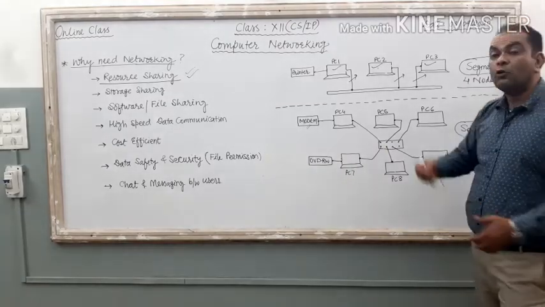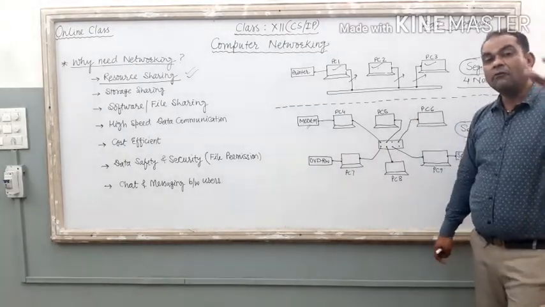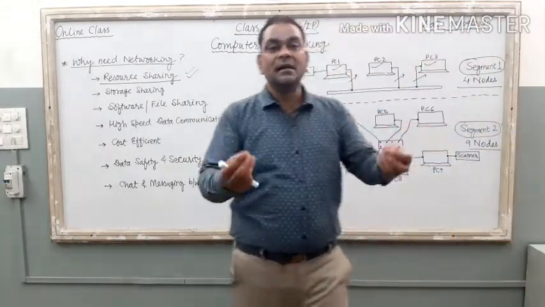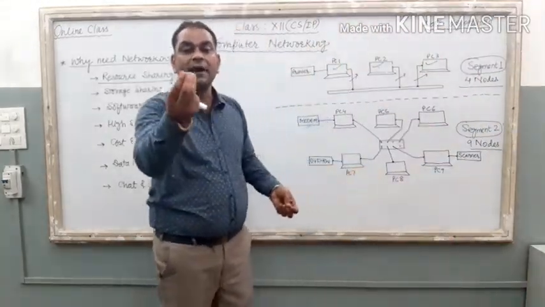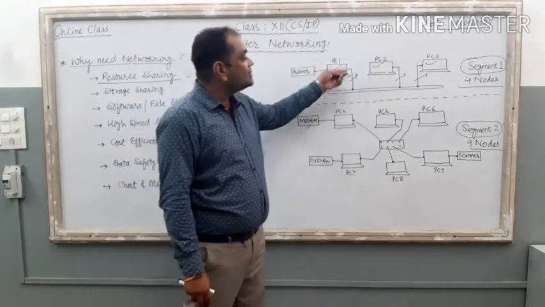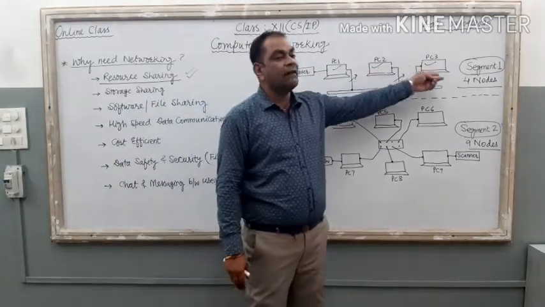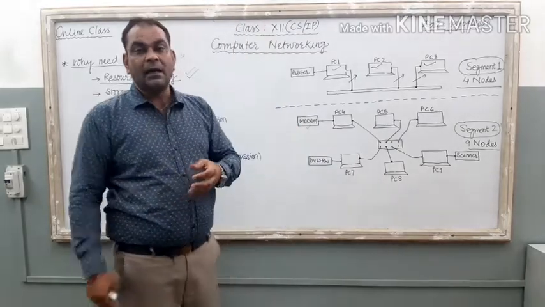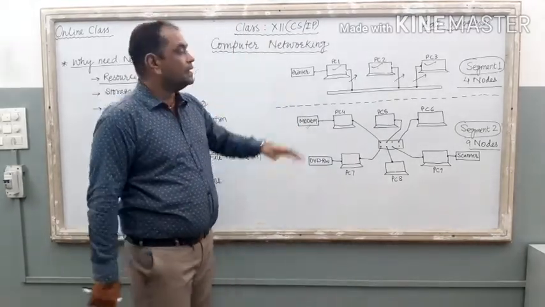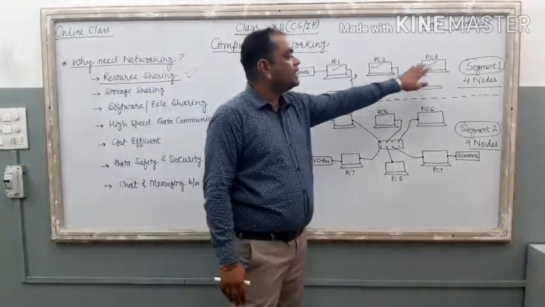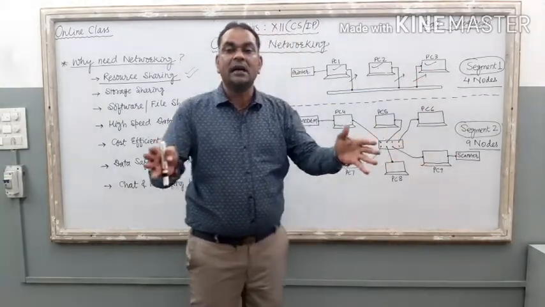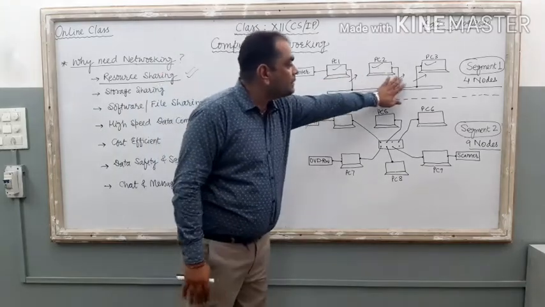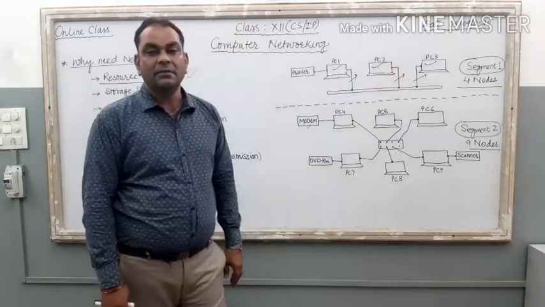Now if we want to remove this delay, what can we do? If these three computers are standalone, we just purchase three different printers and attach a printer with each and every PC. If the cost of a printer is near about 5,000 rupees, then 5,000, 5,000, 5,000, that is 15,000 rupees of extra expense in this diagram 1.